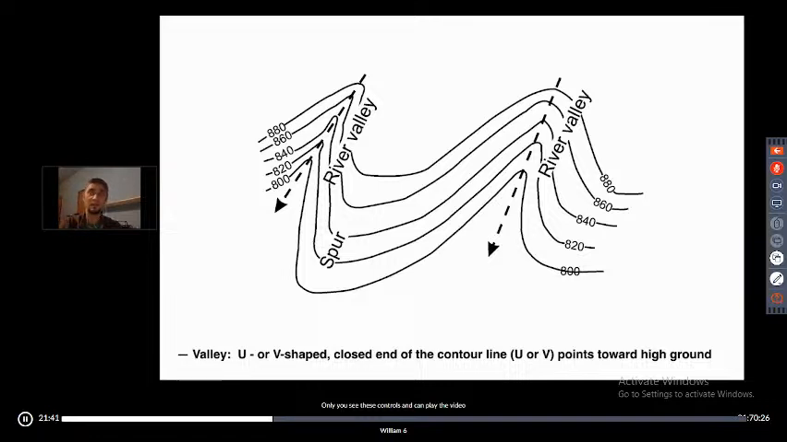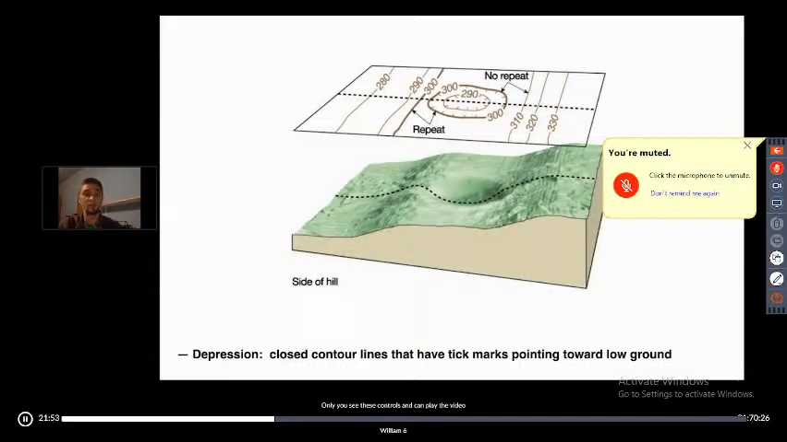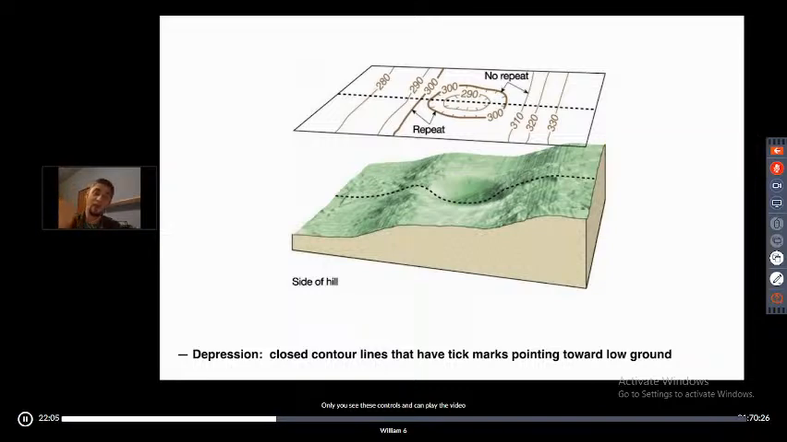But it's critical to understand the topographic map, because then you can see what the map is showing you, and connect that with what's actually happening on the site. And then we have a depression, which has contour lines with tick marks pointing toward low ground. That would be completely similar to a hill, but the contour lines would actually be decreasing as you go inwards, and that usually marks a sinkhole, a hole in the ground, depending on how deep it is.